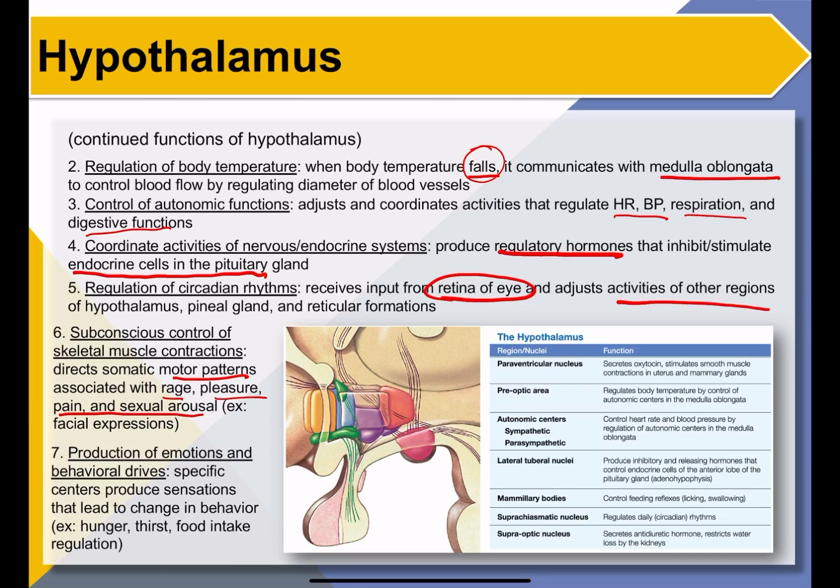Okay. And lastly, which is kind of related to the sixth function, the hypothalamus also produces emotions and behavioral drives, where specific centers produce sensations that lead to a change in behavior. For example, when we're feeling hungry, some people, when they're hungry, they get angry. Remember the hangry feeling. So hunger is a sensation you're receiving as sensory input from your digestive system that you need to eat. Well, the hypothalamus then relates that to a behavioral outcome that says, I'm upset, I'm hungry, I need to go eat now.